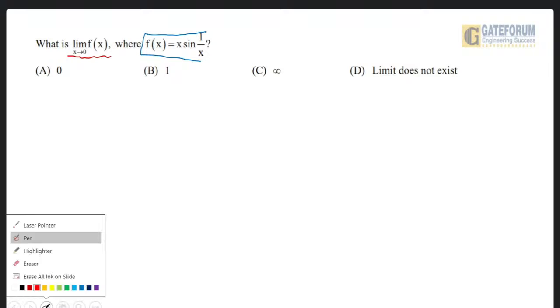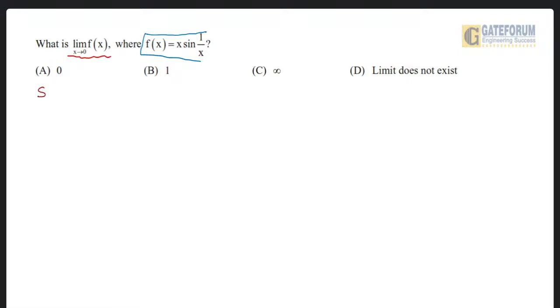Now the solution. Limit as x tends to 0 of f of x is equal to limit as x tends to 0 of x sine 1 by x. When x is approaching 0, 1 upon x approaches infinity. Am I correct or not? Or you can take the substitution method also.